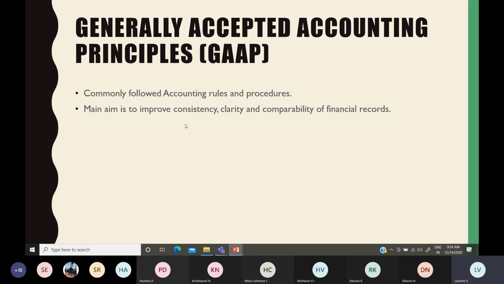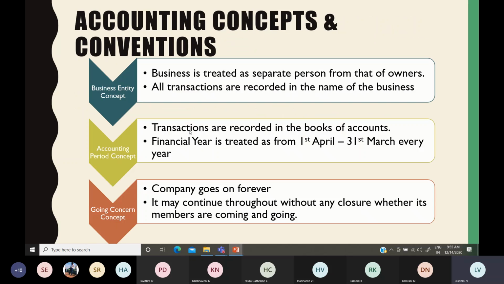So what are the general concepts and conventions they have given regarding accounting concepts and conventions? We are just going to look it over. Okay, so this is a very important theory question. What are the accounting concepts and conventions? You might even get it as a 15 mark question. So it is a very important essay type question.